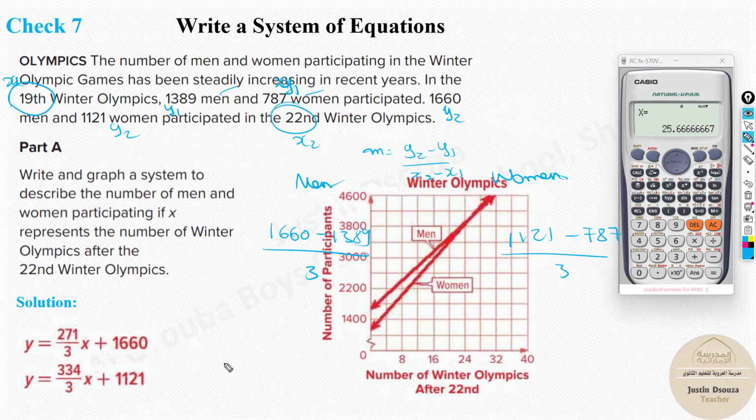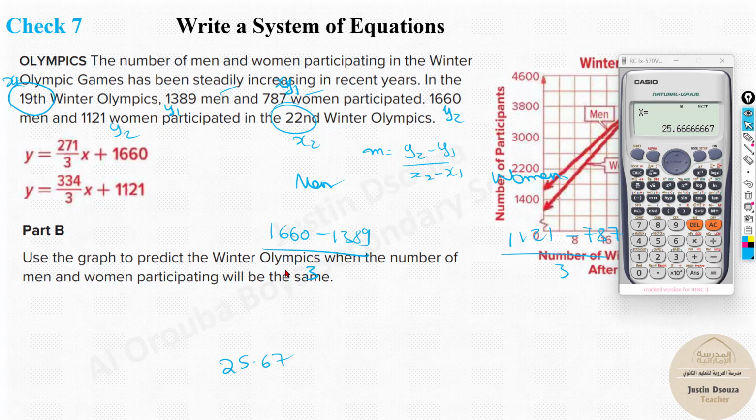They have not asked anything else, but I'll just write 25.67 and I'll show you. In the next part, they're asking when will the participation of men and women be the same. We have already 22 Olympics. That is the zero. That's where we started, right? So 22 plus whatever the answer you get, 25.67. That will be 47.67.